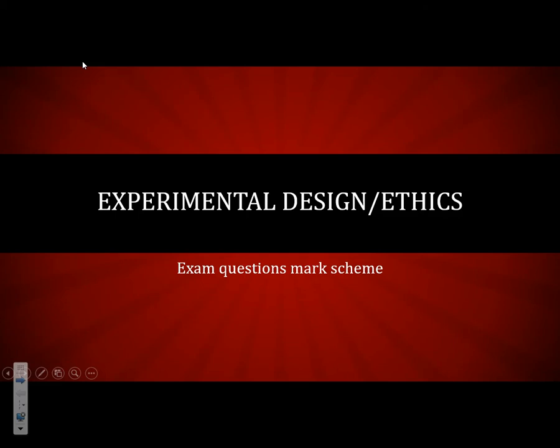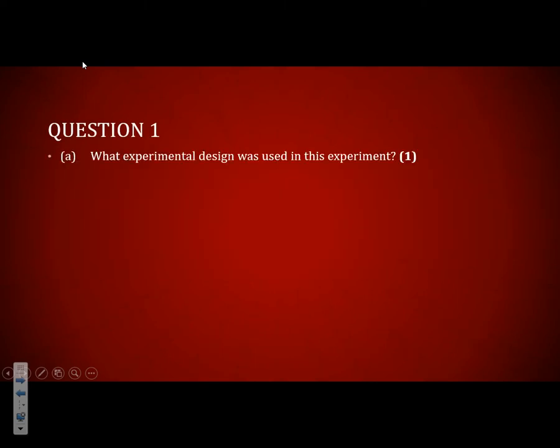Hello A2, so this is your mark scheme for your experimental design and ethics question. So hopefully you have answered all the questions. The most important thing you must do, and your homework will be given back to you and you'll be asked to complete it and bring it in again, is you must mark the answers, giving yourself a score, and then say why if you didn't get full marks. So you must say why you didn't get full marks if you didn't give yourself full marks.